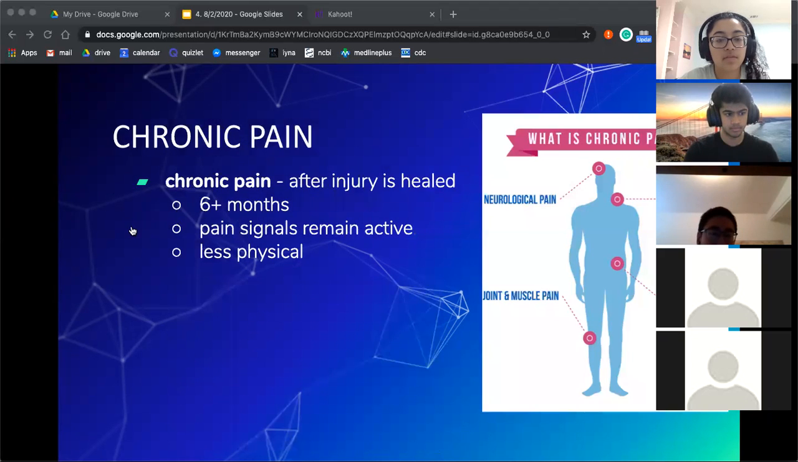And then when we compare it to chronic pain, it is a lot more long-lasting. This is something that will last for 6+ months, and even after an injury is healed, for example, pain signals can still remain active. Sometimes this can be less physical. If you look at the diagram on the right, it can be neurological pain, or emotional pain, or psychological pain.